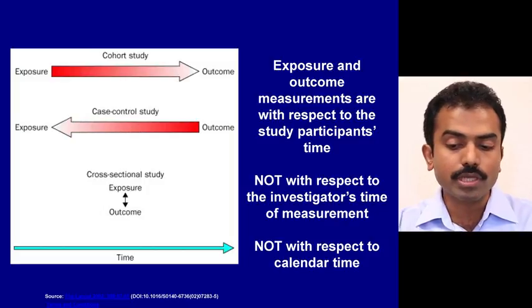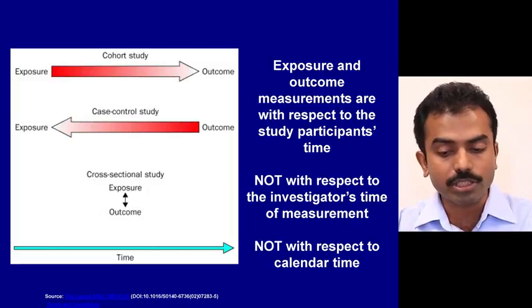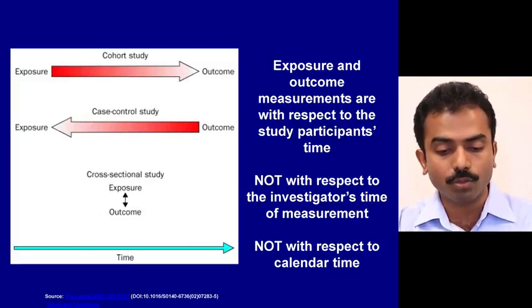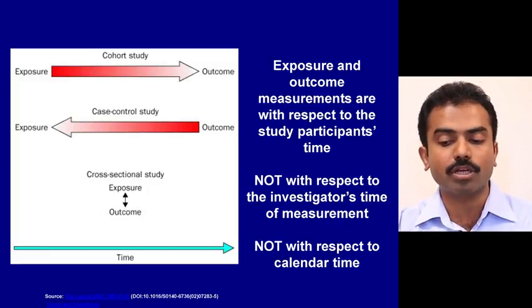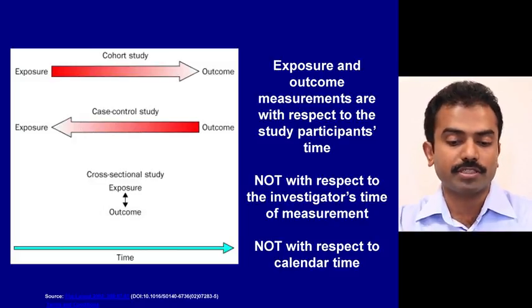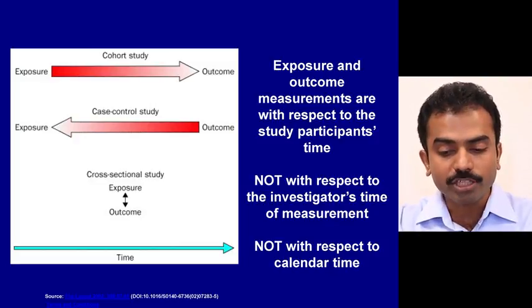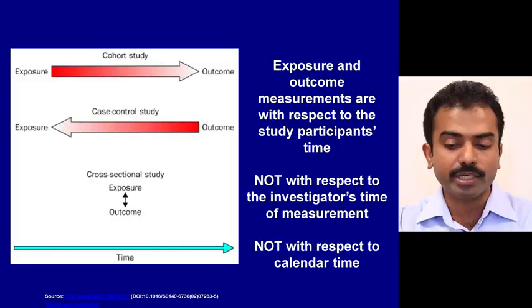Even though you are using retrospective data from the databases or TB registers, the directionality is from exposure to outcome, and so it becomes a cohort design. But many people describe this as cross-sectional because from the investigator's perspective, it is cross-sectional. The investigator extracts information on both exposure and outcome at the same point in time. He just goes to the database, gets both at the same point in time.